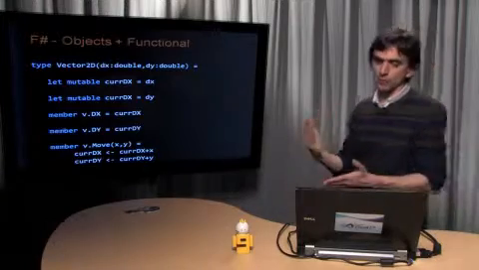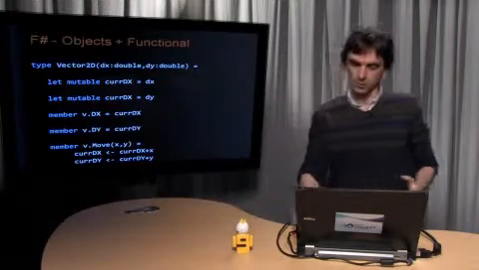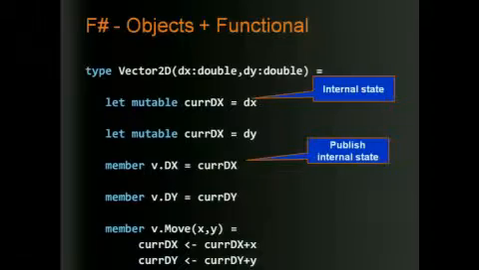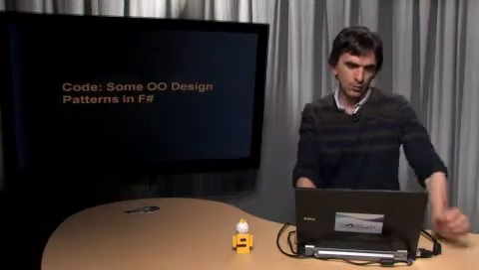Just to say, you can do imperative programming with objects if you want. So this is actually objects plus imperative programming, we have some internal state here, and we label that state as mutable, that it can be changed. And we can publish that internal state as the dx and dy values here. And we can have a function move, which actually modifies the dx and the dy contents of the object.